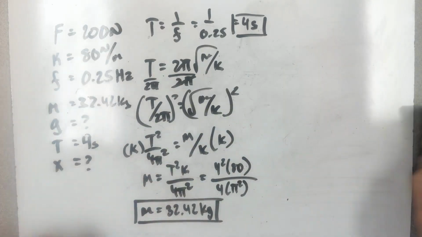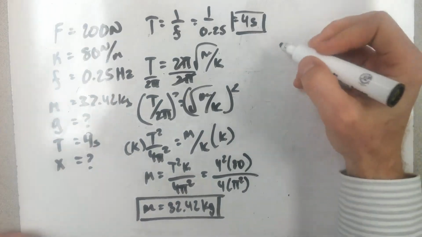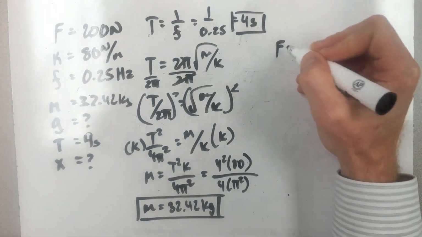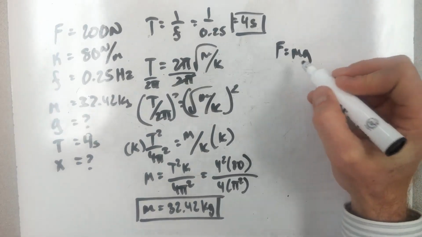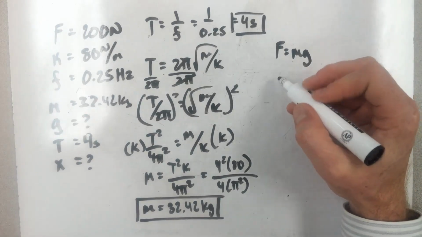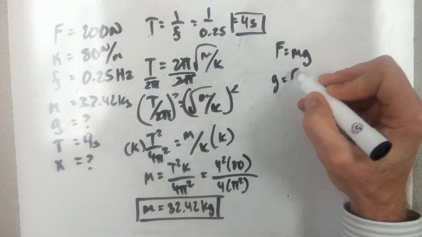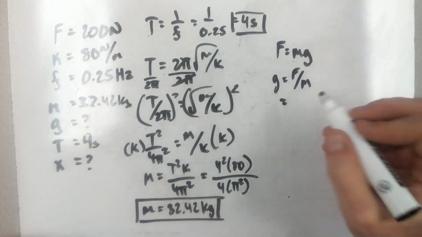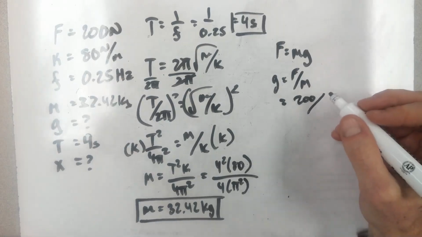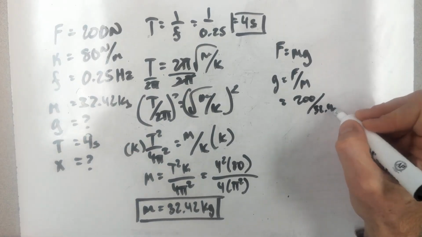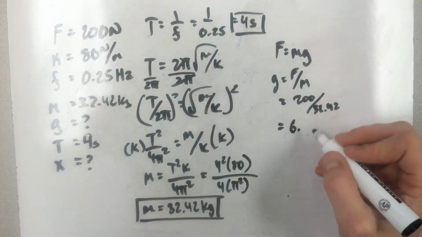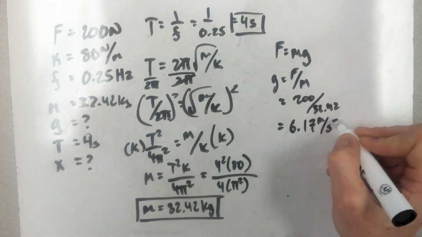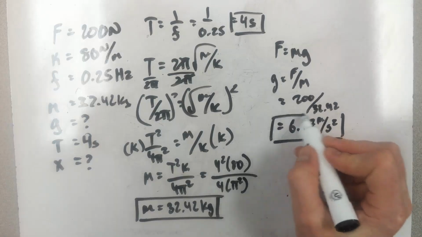Next, we already found out our period: 4 seconds. All right, next, let's see what our G is on this planet. Now, we know F is equal to mg, if we're talking about weight. We know our M, we know our F, we don't know our G. So G is equal to F divided by M, or 200 divided by 32.42, or a total of 6.17 meters per second squared.